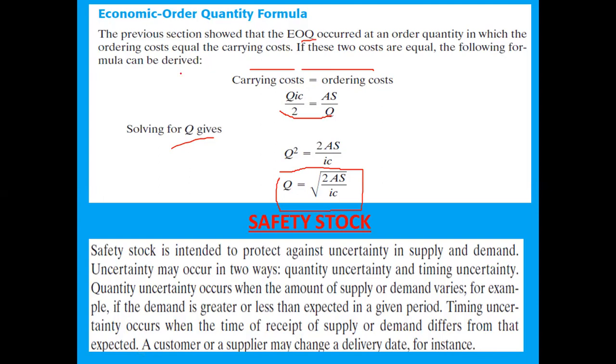Now the safety stock is intended to protect against uncertainty in supply and demand. So what is the meaning of the first line? The safety stock is used to protect against uncertainty.